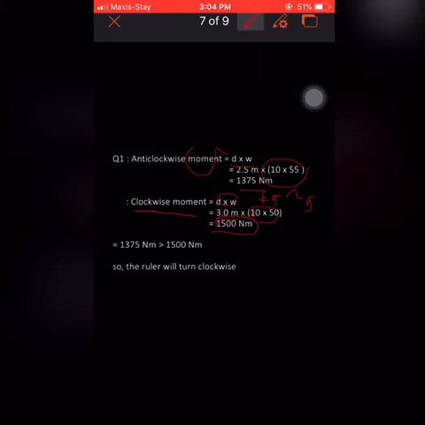So let's have a look here that 1,375 is less than 1,500 Newton meter. So the ruler will turn clockwise. Why? Because both sides are not balanced.